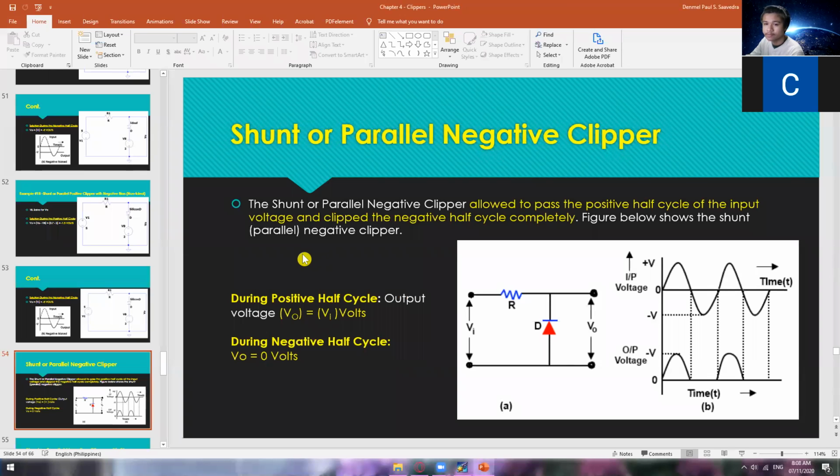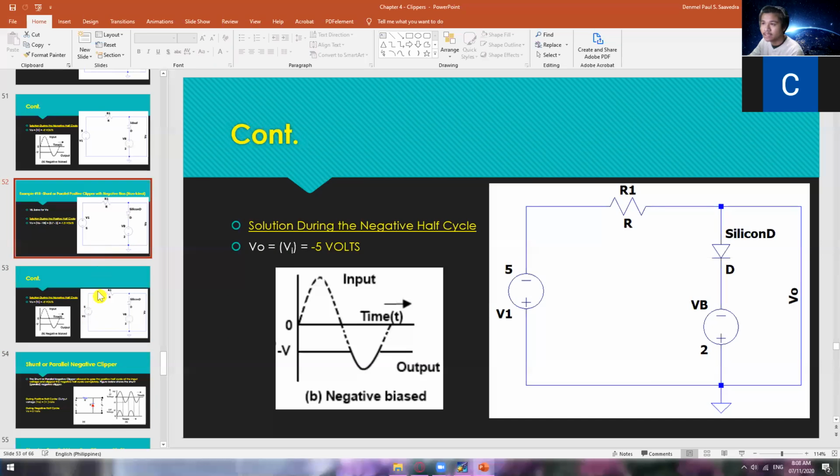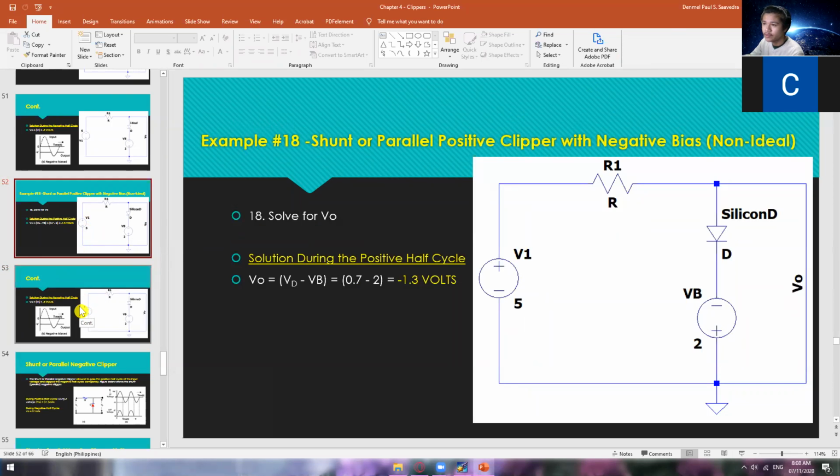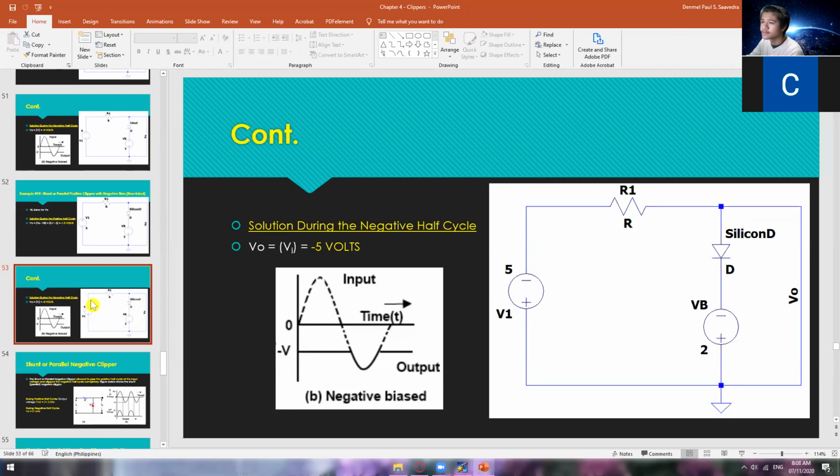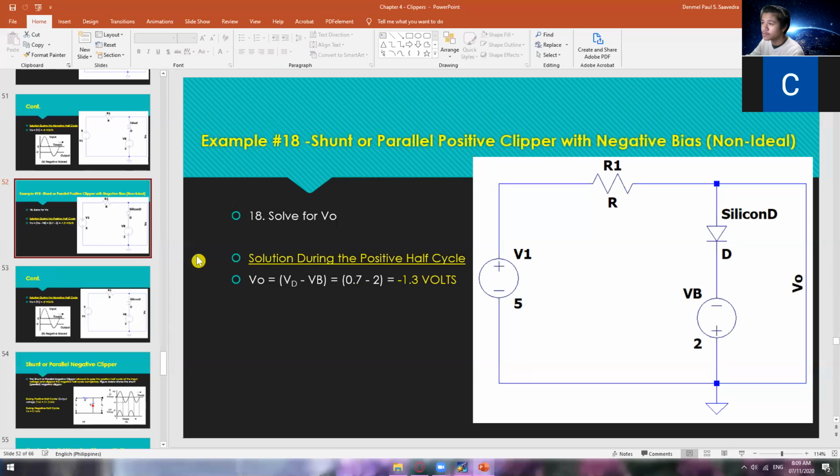Yes, sir. All right, so this is where we stopped last meeting, slide 52 or 53. So I guess I was able to finish this one. Did we finish this example number 18? Where did we stop last meeting? Slide 52 or 53? Can anyone recall who's here last meeting? 52, sir. It's fine.